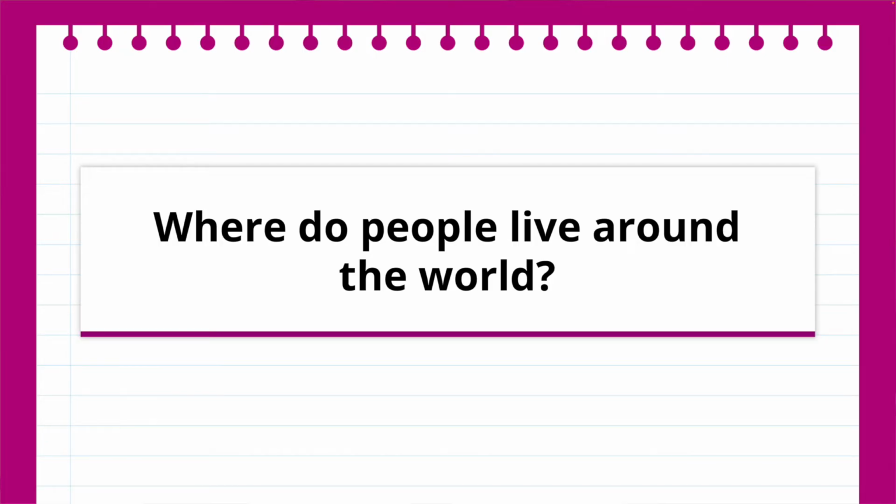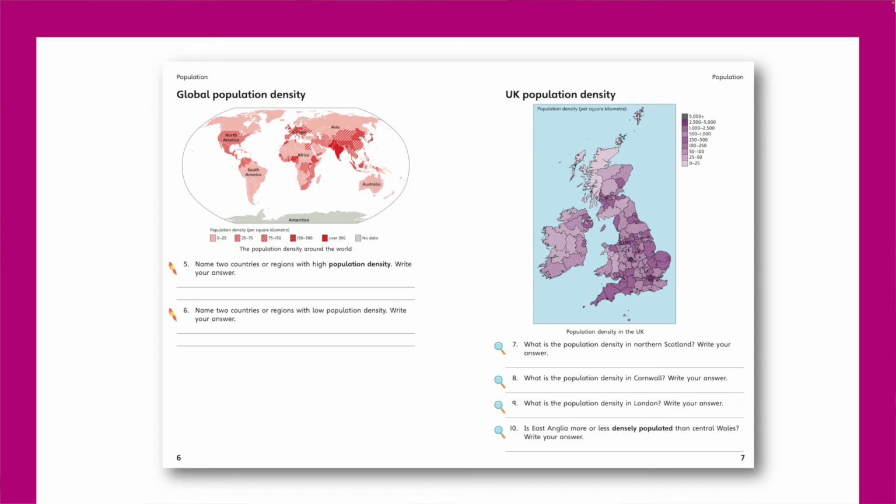Now, let's take a closer look at each of these lessons in turn. The first lesson asks, where do people live around the world? This lesson builds on and deepens pupils' knowledge of population density and distribution around the world, which was first taught during the unit on villages, towns and cities.